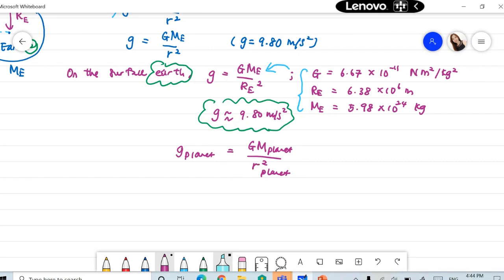Acceleration varies with altitude. Vary means change. The value of acceleration changes with altitude. As altitude increases, the g value will be smaller. It's inversely proportional to the square of the distance. If you want to investigate problems near the surface of a planet, this r refers to the radius of the planet.